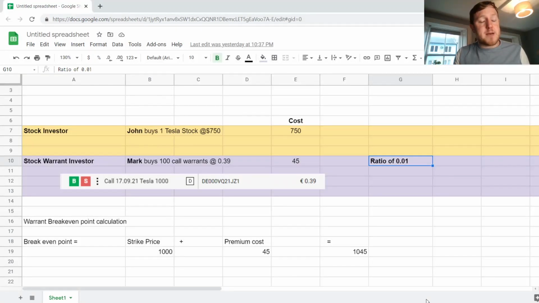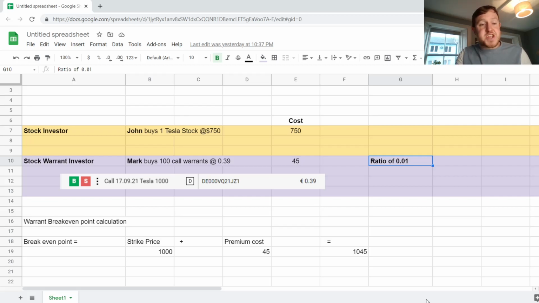So for my practical example here, I'm going to talk about two different investors, so you can compare and contrast their two different situations. One investor, John, decides to just buy one Tesla stock, and the price at that time was $750. So he's just buying a regular stock. Our next investor, Mark, wants to use stock warrants. So he decided to buy some call warrants at a strike price there of 1,000. And the expiry date on the warrant was the 17th of September 2021. So in order for Mark to be able to buy one whole stock of Tesla at a price of 1,000, he needed to buy 100 call warrants.